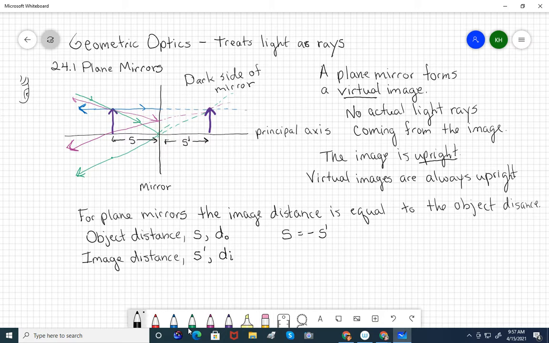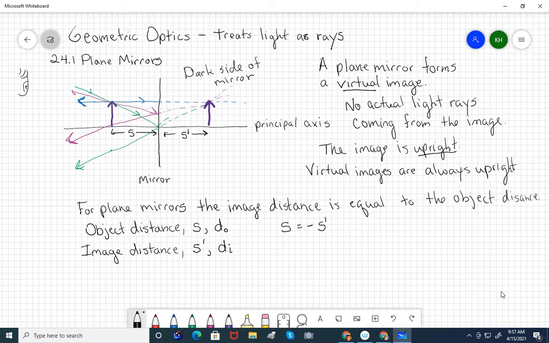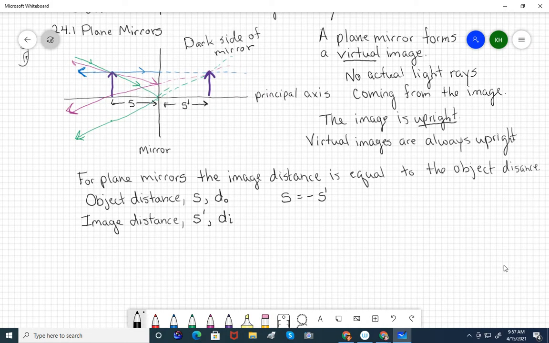Now, in this case, S prime is going to be a negative number. We need to have some rules for when object and image distances are positive and when they are negative. Sign rules are probably going to be one of the biggest headaches in using the lens and mirror equations. The equations are easy. It just takes a little time to sort out whether the image is at a positive or negative distance. Most of the time our objects are going to be at positive distances.